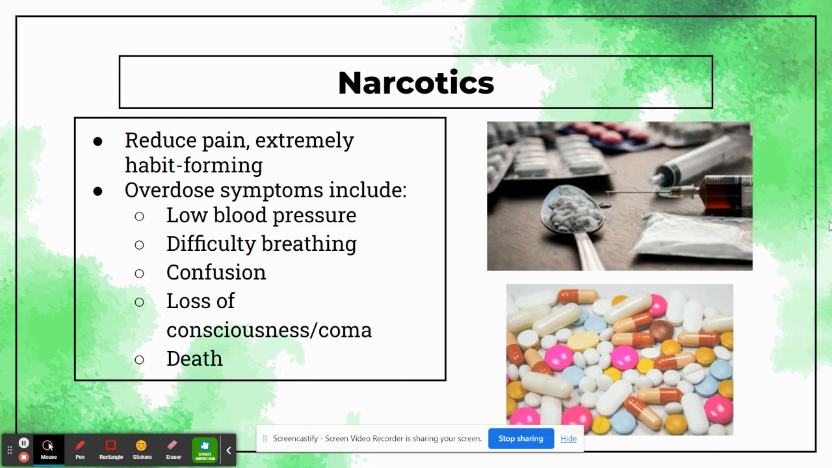You see someone having difficulty breathing, they might lose consciousness at some point. They're going to be really confused, very out of it. And eventually it gets to the point where it results in death if those overdose symptoms are not resolved with Narcan or something like that.